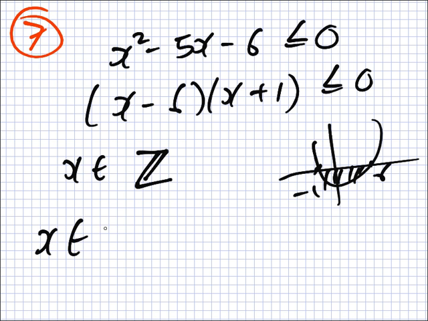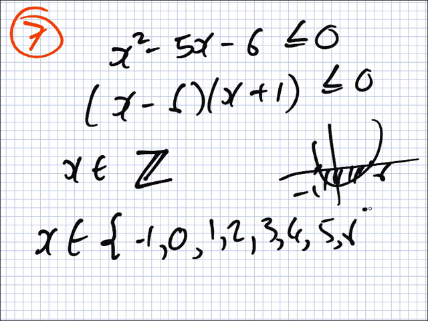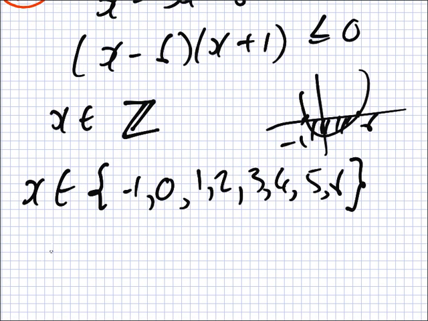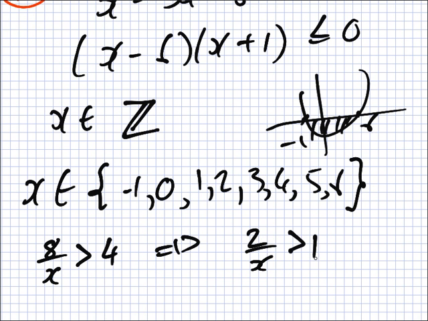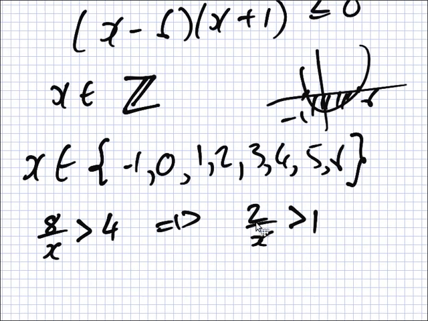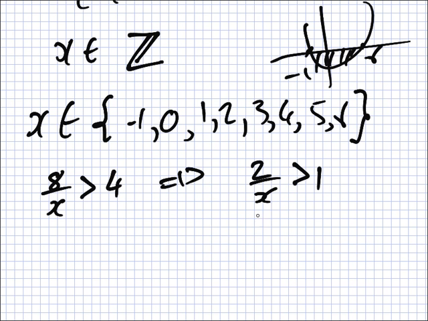So x could be minus 1, 0, 1, 2, 3, 4, 5, 6. But I'm not finished, because I also tell you that 8 over x must be more than 4. Or another way, if I divide both sides by 4, I can say 2 over x must be more than 1. Isn't that right? Yeah.